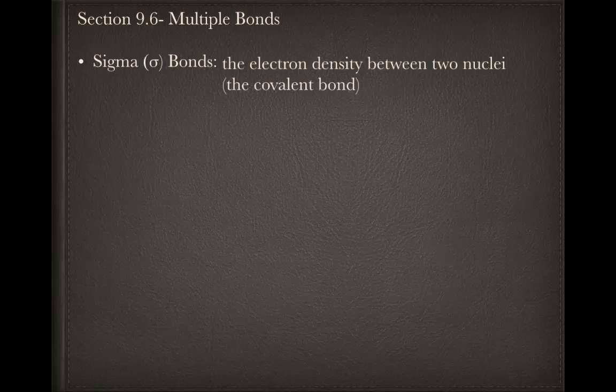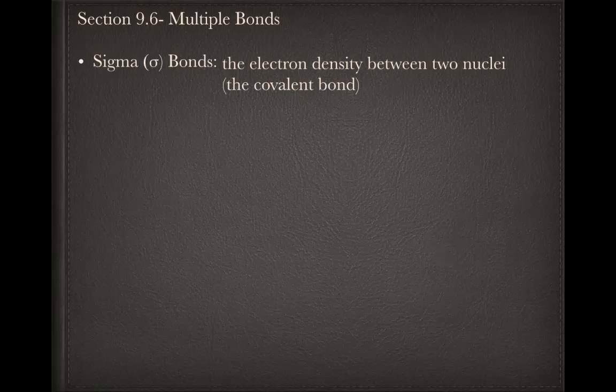Next, we're going to talk about what happens when you have multiple bonds, because up until this point, the only thing we've been talking about without actually realizing it is sigma bonds. Sigma bonds are the electron density between 2 nuclei. They're just the covalent bond. So whenever you see a single covalent bond, you are talking about sigma bonds, that overlapping, that large, high electron density between atoms. That is your sigma bond.